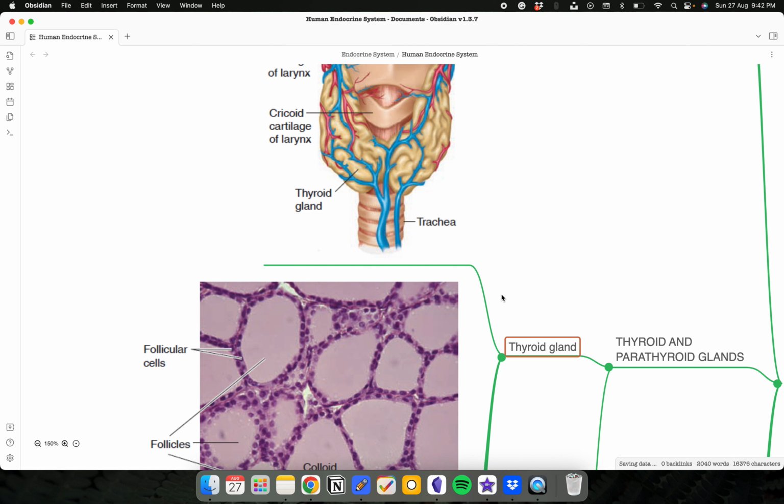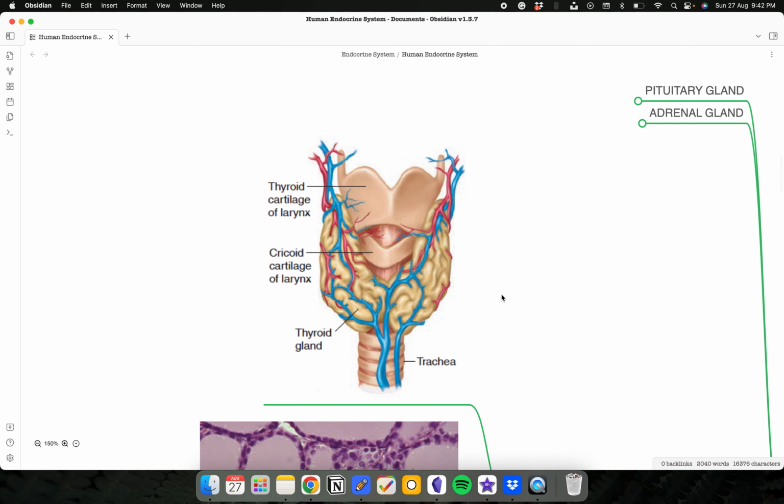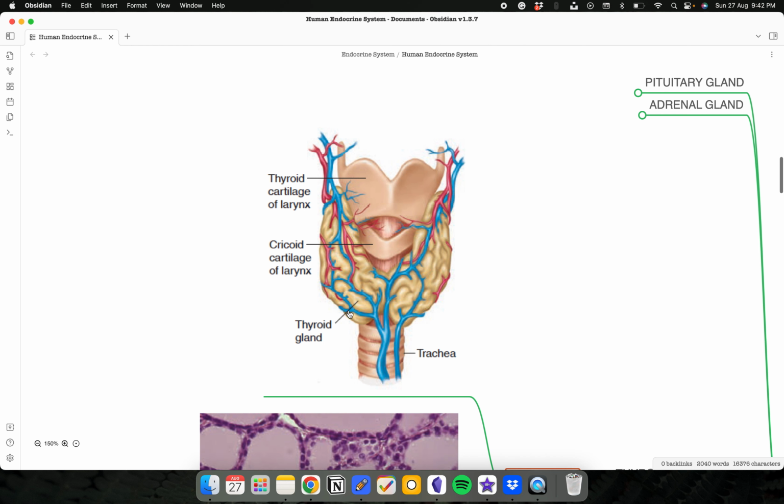The thyroid gland is present on both sides of the trachea. So this is the trachea, this is the thyroid cartilage, and this yellow colored part is the thyroid gland. This is present on both sides of the trachea.